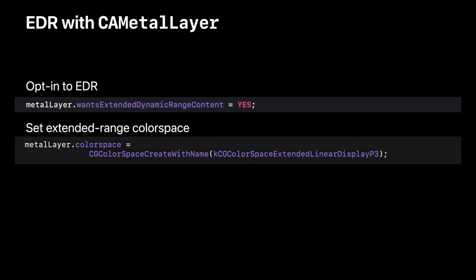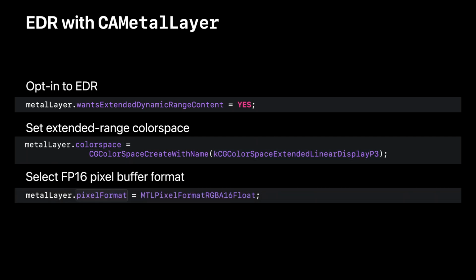Second, set the metal layer's color space to an extended range color space, such as extended linear display P3. Third, set the metal layer's pixel format to a floating point format, such as RGBA16 float. Next, we will examine the fourth EDR opt-in step, actually generating EDR pixels.